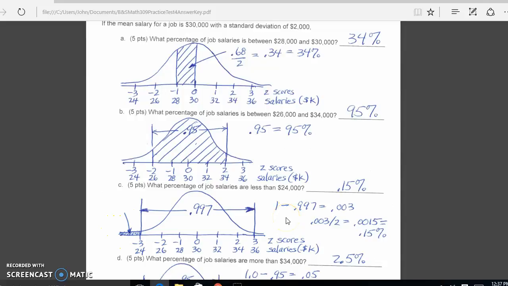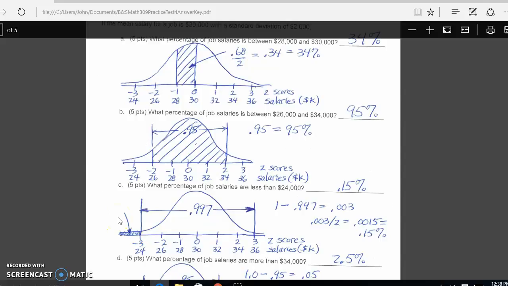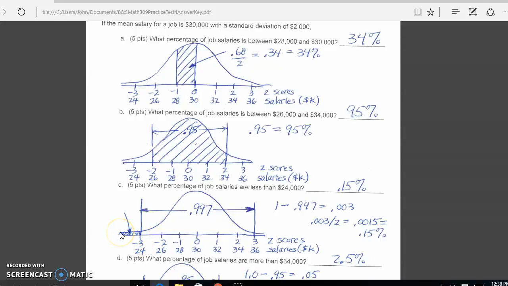And the tails are symmetric, or they're the same, so I divide by 2 and I end up with 0.0015, or as a percentage it's 0.15%. 0.15% is the percentage at each of these tails. So the answer to the question, what percent of job salaries is less than 24,000? The answer is 0.15%.